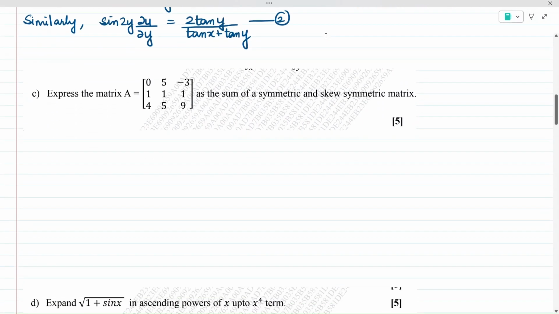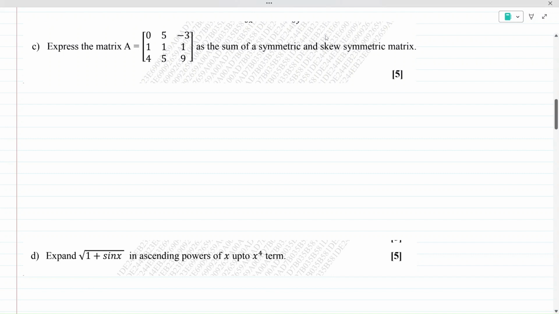Let's move to question number C here. The question comes from the topic of matrices. A matrix is given to you, matrix A here, which is a 3 cross 3 matrix. You have been asked to write it in the form of a sum of a symmetric and a skew symmetric matrix.